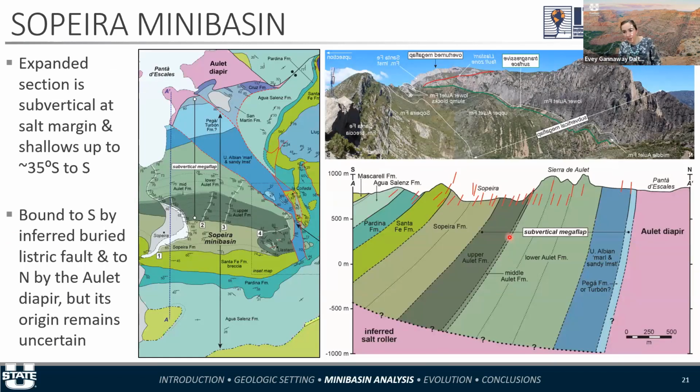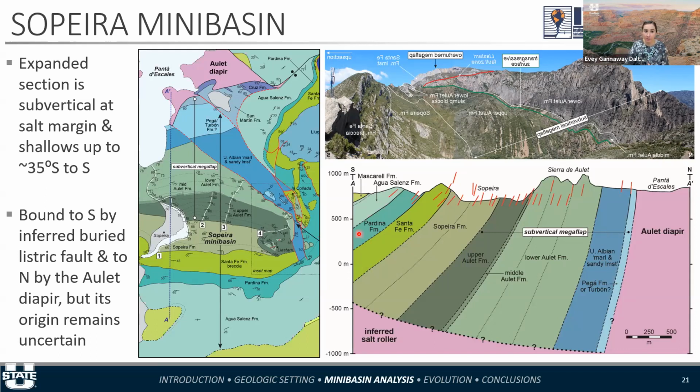So to consider the implications of these data and interpretations on the evolution of the Sopera mini basin and the Aulet Diapir, we're going to start by looking at this dip section that you can see here. This is shown here in A to A prime. And so here we have this expanded section, basically subvertical at the salt margin, shallowing up section.